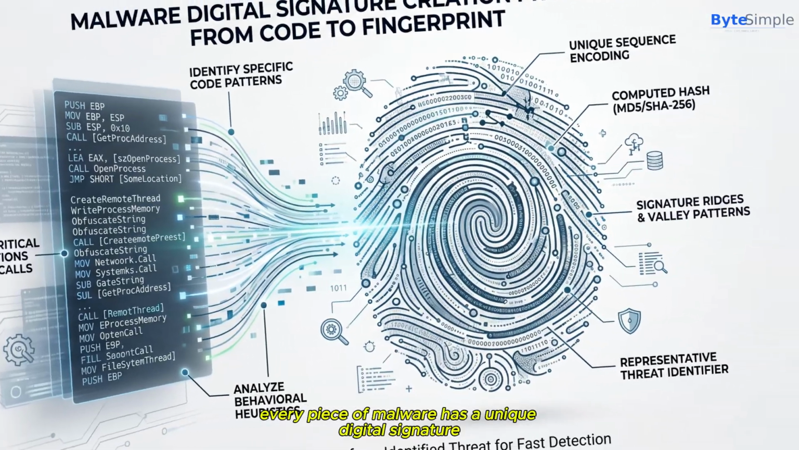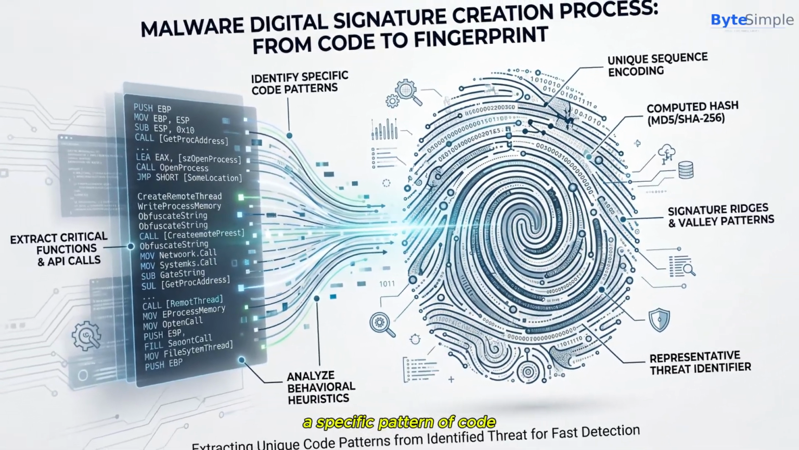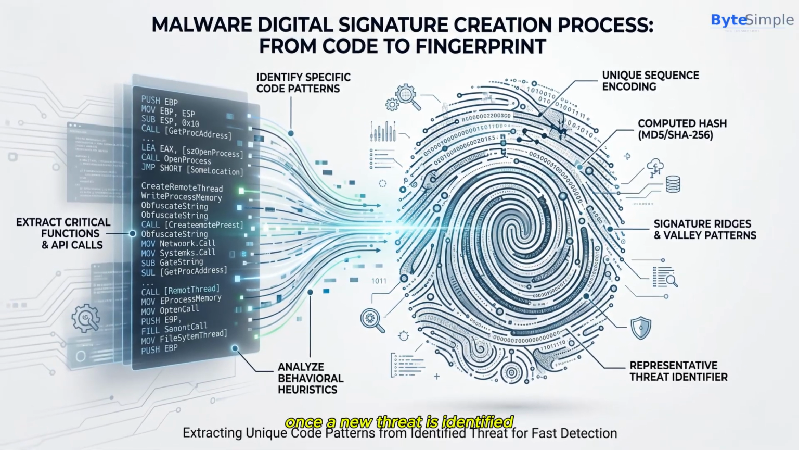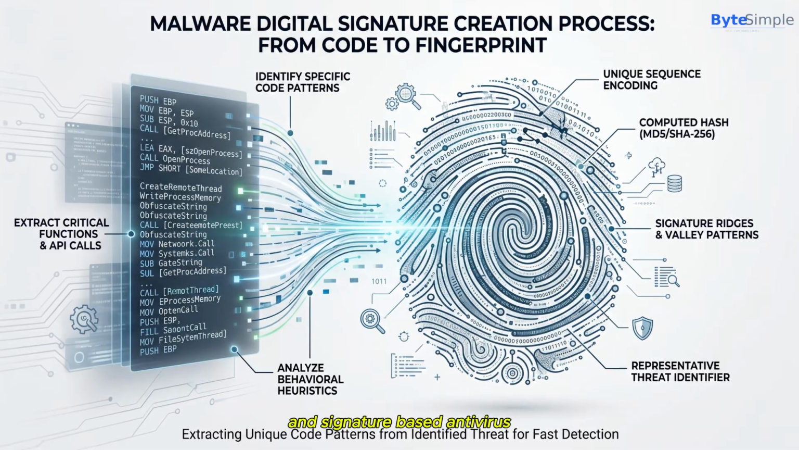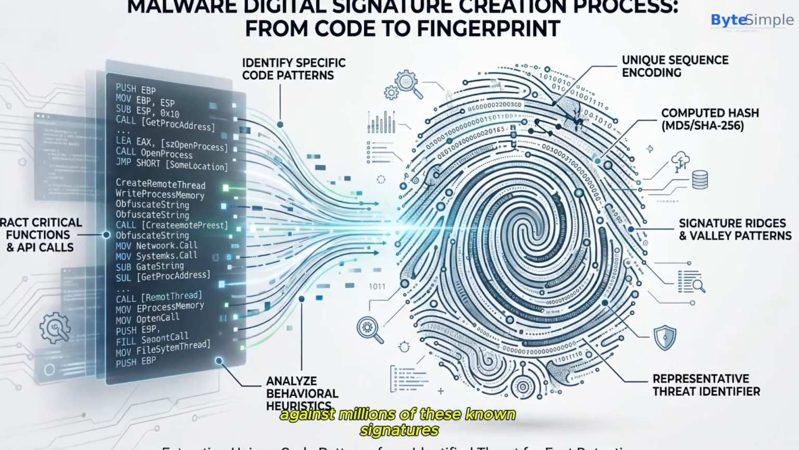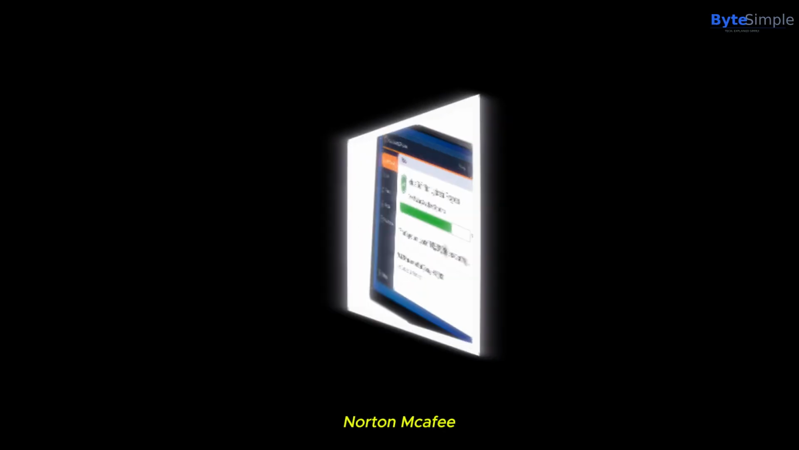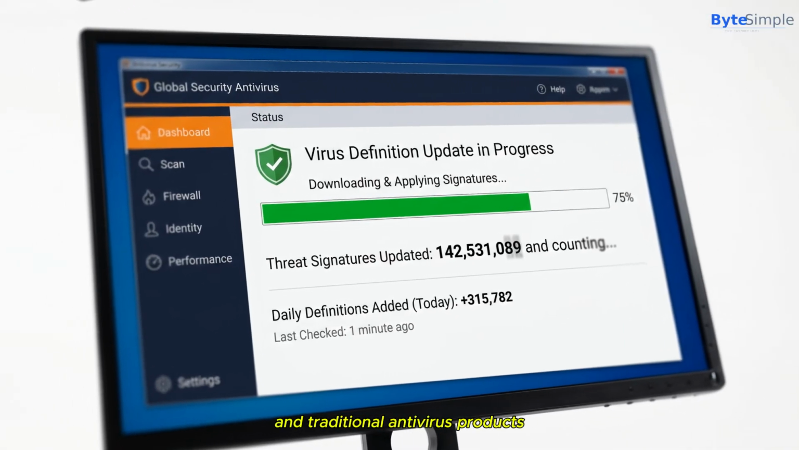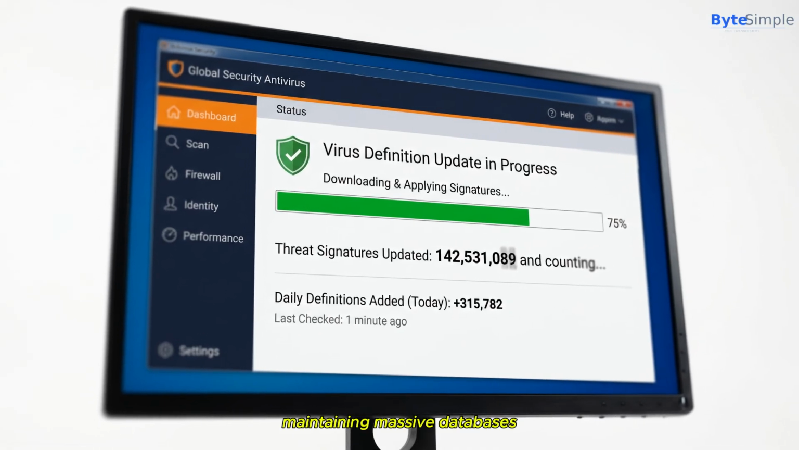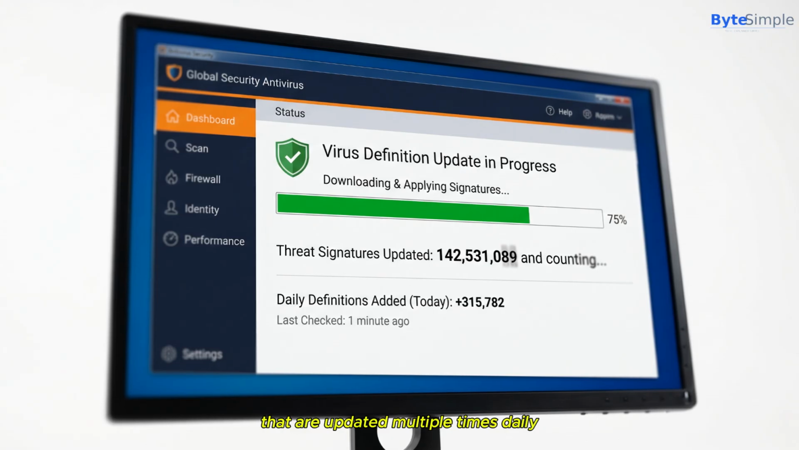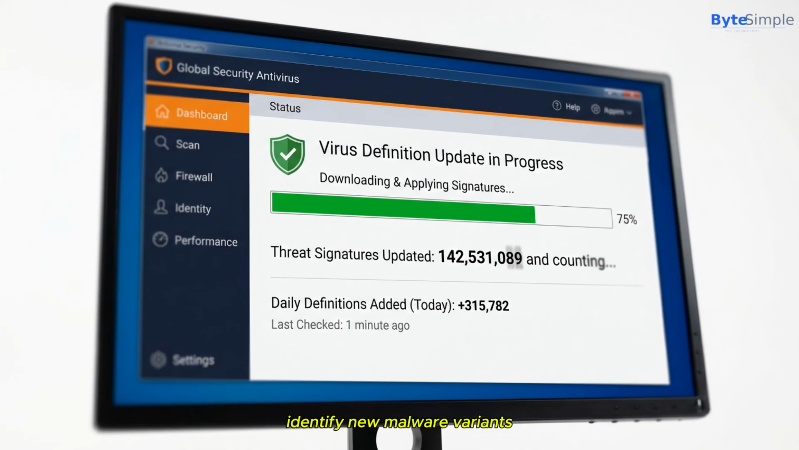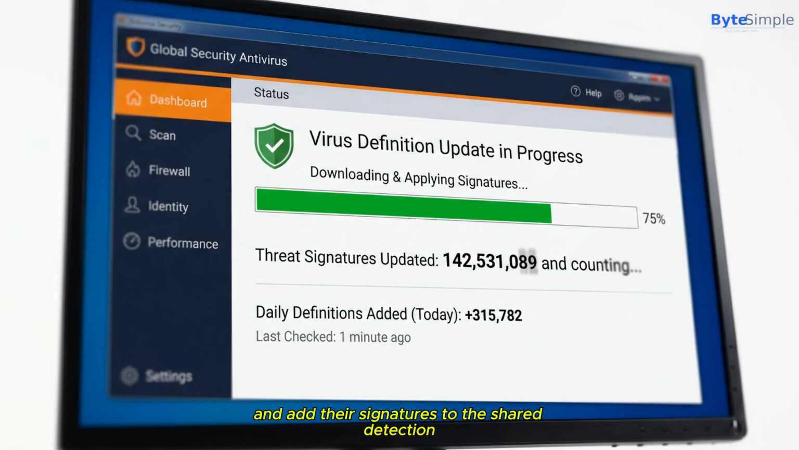Every piece of malware has a unique digital signature, a specific pattern of code that security researchers extract once a new threat is identified. Signature-based antivirus continuously scans your system, comparing every file against millions of these known signatures. Norton, McAfee, and traditional antivirus products built their foundation on signature detection, maintaining massive databases that are updated multiple times daily as security researchers worldwide identify new malware variants and add their signatures to the shared detection database.